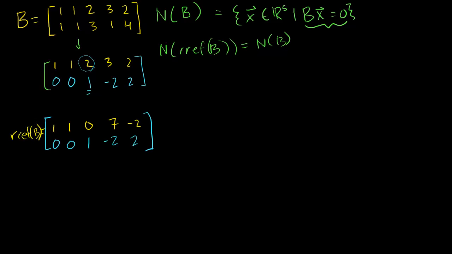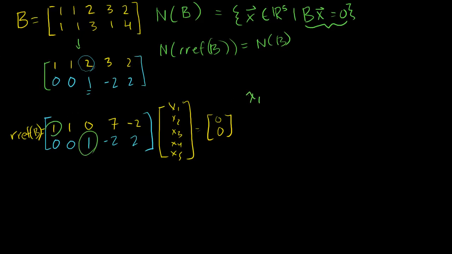And then if I wanted to figure out its null space, I have x1, x2, x3, x4, and x5 equaling, I'm going to have 2 zeros right here. Now I can just write this as a system of equations. So let me do that. I get x1, and I'm going to write my pivot variables in a green color. x1 plus 1 times x2, so plus x2, plus 0 times x3, plus 7 times x4, minus 2 times x5 is equal to that 0 right there.